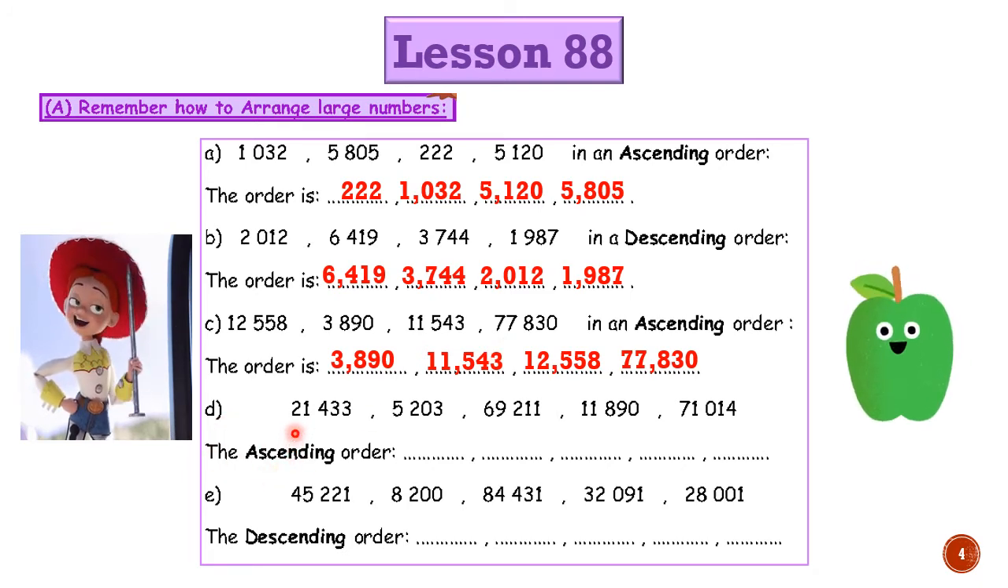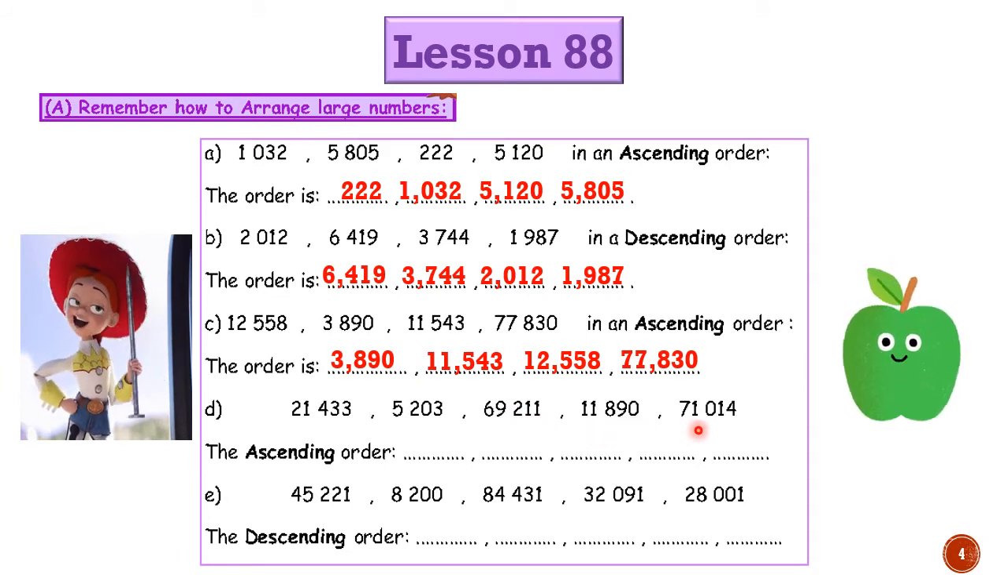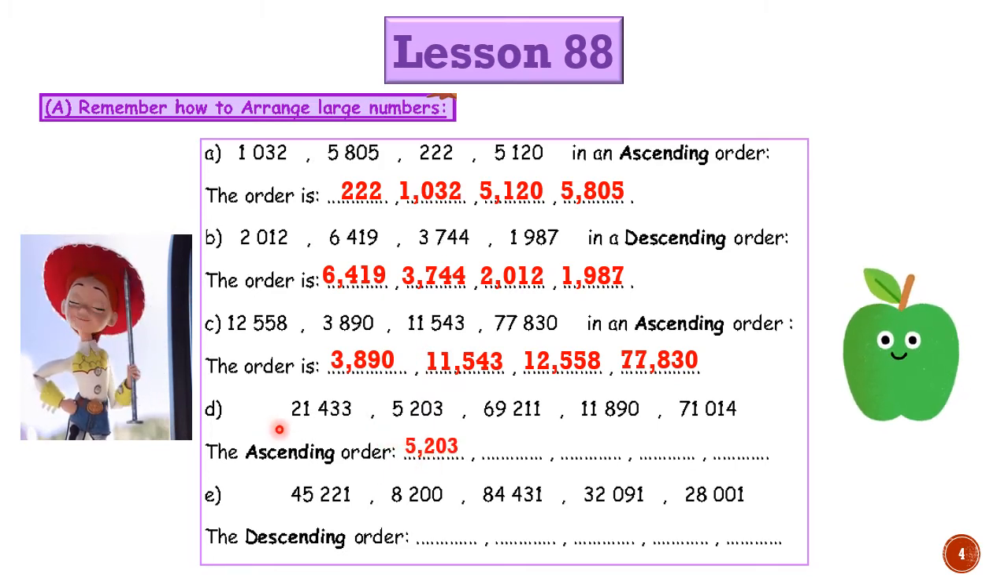I want ascending order from the smallest to the greatest. Here we have numbers 21,433, 5,203, 69,211, 11,890, 71,014. Look at the number of digits. Here we have 5, 4, 5, 5, 5. The smallest number has the smallest number of digits. Here we have 5,203. Then look at the thousands place.